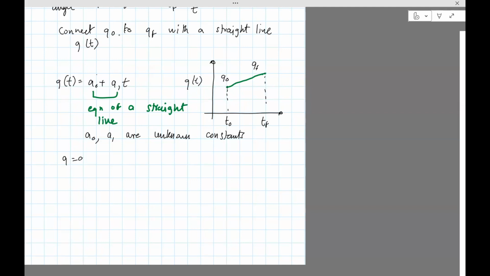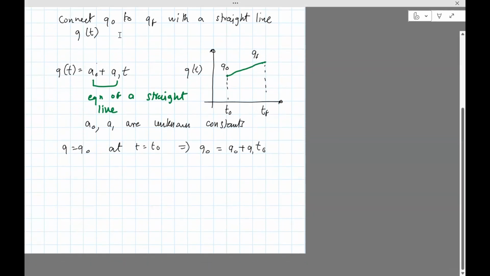It's basically Q equals Q0 at t equals t0. So we can say that Q0 equals a0 plus a1 t0. I just substituted the value of Q at t equals t0. Similarly, Q equals QF at t equals tf. So we have QF equals a0 plus a1 tf.